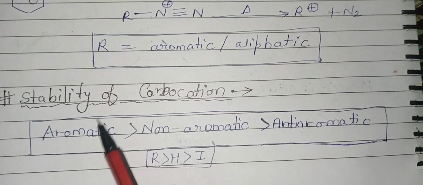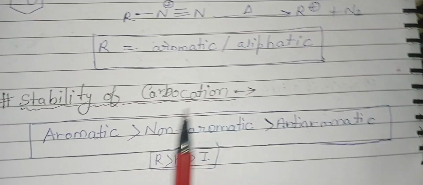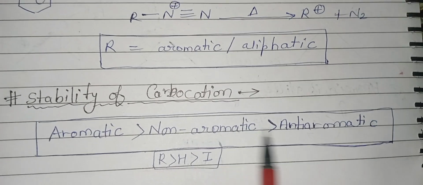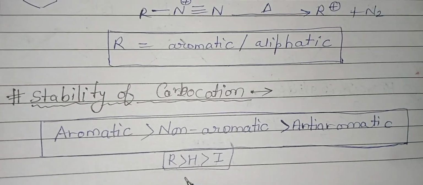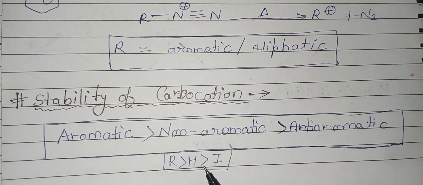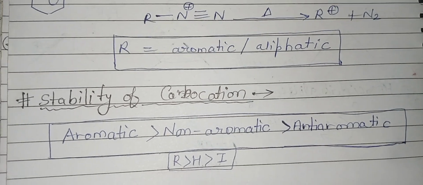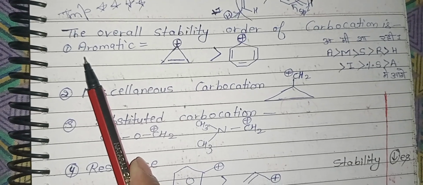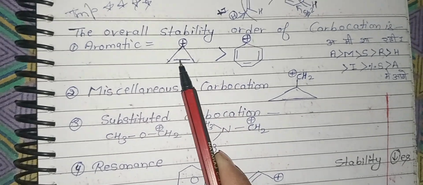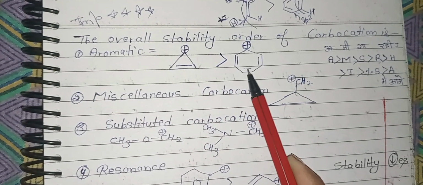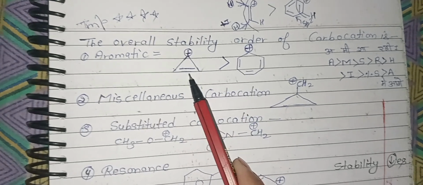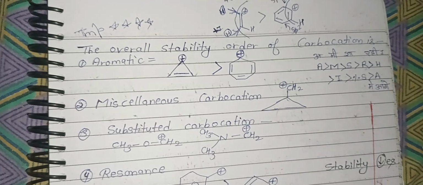Next we look at the stability of carbocation. An aromatic carbocation is more stable than a non-aromatic and then an anti-aromatic one. Resonance is more stabilizing than hyperconjugation, which is more than the inductive effect. This is the overall stability of carbocation. Firstly, the most stable is the aromatic carbocation. Here there are 2 pi electrons, and 2, 4, 6. This is most stable because a small-size carbocation is more stable than a large-size carbocation.